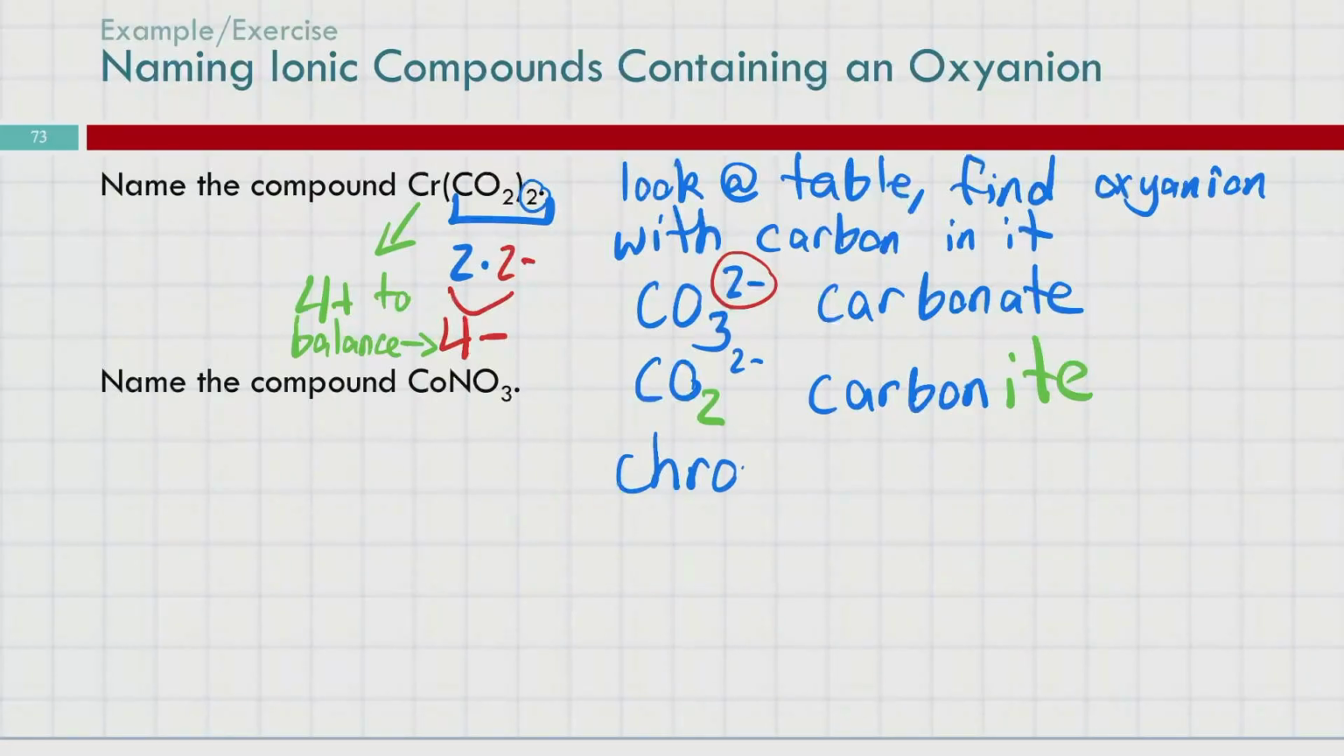And we can put the whole name together. So our metal is chromium. Chromium can form multiple charges, as we saw earlier. So we need to specify what charge the chromium has. In this case, it's chromium 4, so chromium IV. And our anion is carbonite. Questions about those steps? How we came up with that formula? How we came up with the name, rather? Yes?